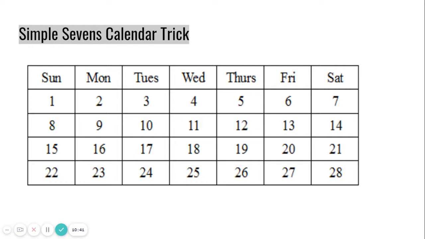We're pretty good at the calendar. We've been doing calendar math for a long time. So 1 week is 7 days. 2 weeks is 14 days, so 7 times 2 is 14. 3 weeks is 21 days, so 7 times 3 is 21. 4 weeks is 28 days, so 7 times 4 is 28.